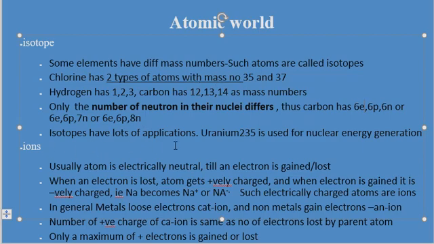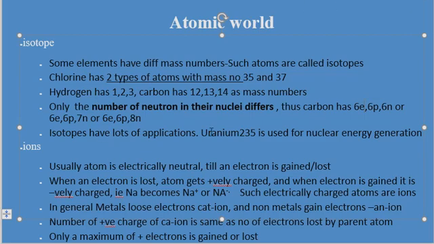Isotopes have lots of applications. For example, there is something called uranium-235. This is used for nuclear energy generation. On the negative side, uranium can be enriched. That is, this isotope can be manipulated, modified, and then it can be used for making atomic bombs, nuclear bombs also.